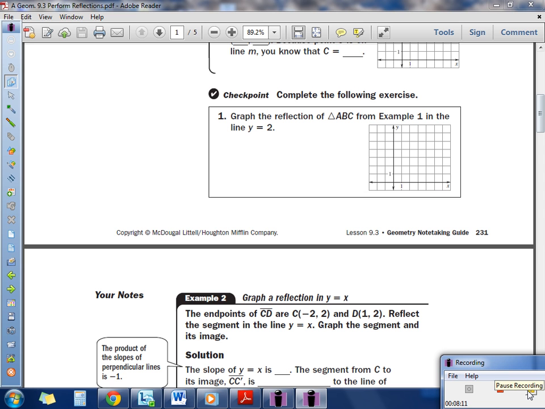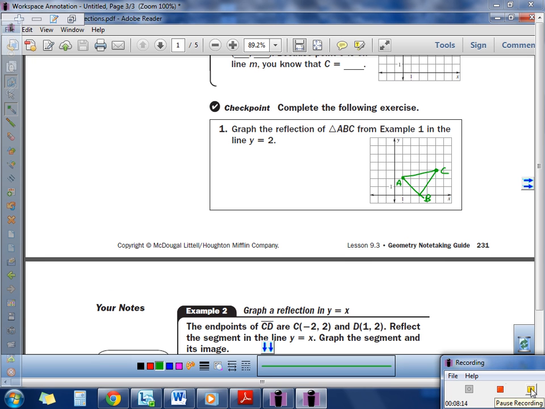I'll give you a little bit of time. Go ahead and try out this checkpoint. All right, so checkpoint 3 says take that shape from the previous example and reflect over y equals 2. So what was the little phrase I said to know how to graph y equals 2? What was I saying earlier? Hit the y-axis. So it's where we touch the y-axis at the number 2.